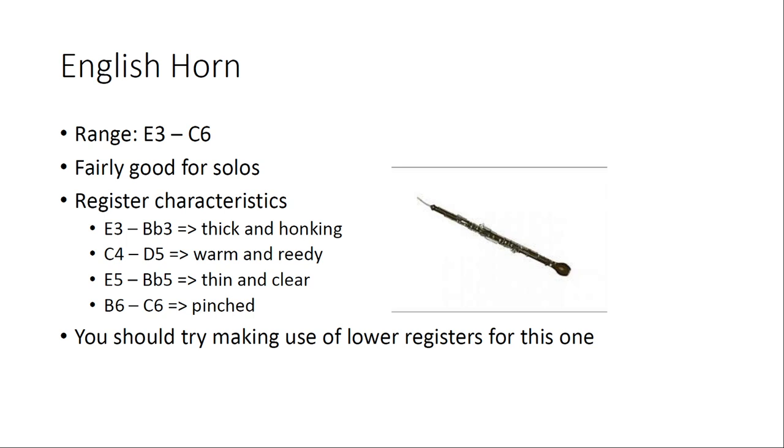And I think, if I remember correctly, the English horn and the oboe are part of the same sort of family of instruments. As a result, their registers are basically the same, the only difference, of course, being the octaves, the register characteristics. However, my recommendation is that you should try to exploit the lower registers for this one, because it's basically the strong suit of the instrument.